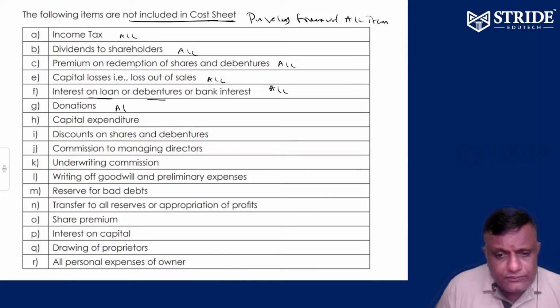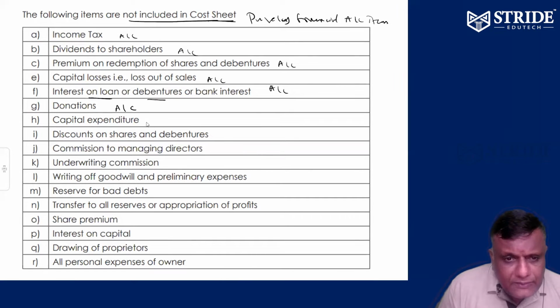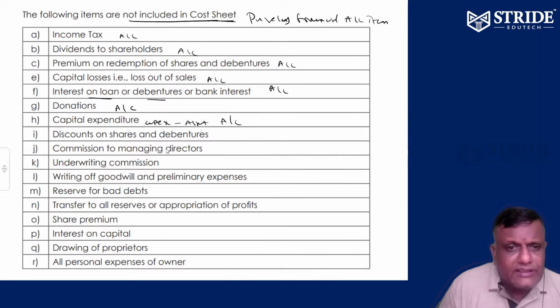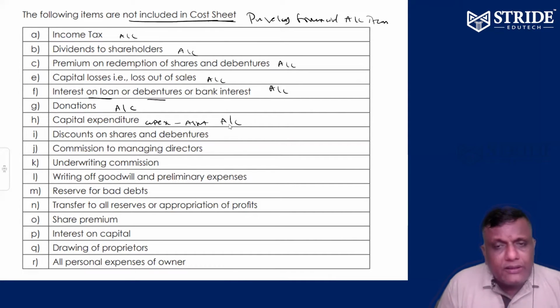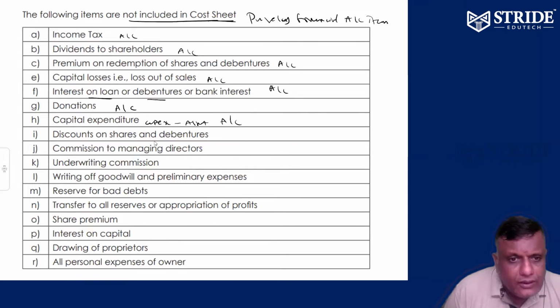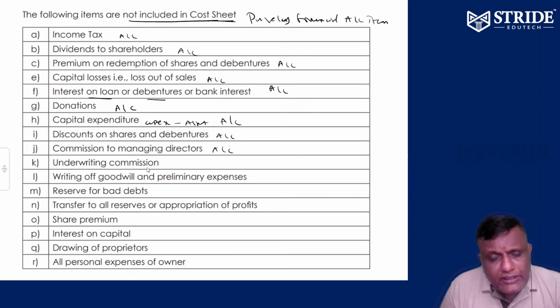Donations, accounts item. Capital expenditure means asset, okay, asset item, accounts item, not a cost sheet item. Discount on shares and debentures, accounts item, not a cost sheet item. Commission given to the managing director, company accounts related. Underwriting commission given to underwriters.